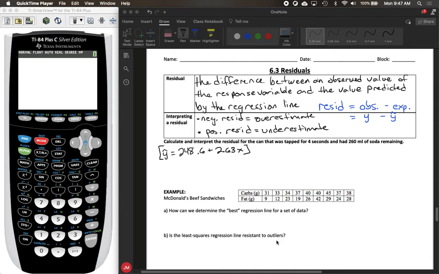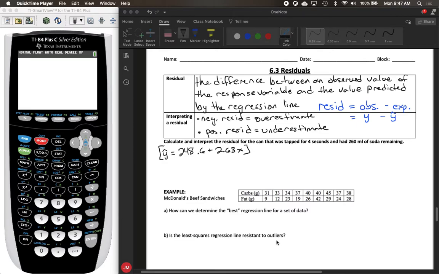This video is for the last section of notes for Unit 6. In 6.3, we're going to be talking all about what are called residuals. Basically, if you remember what we've talked about so far, in 6.1 we talked about scatter plots and how to describe them.